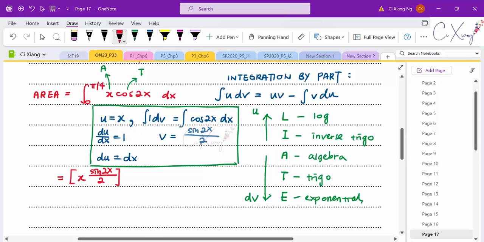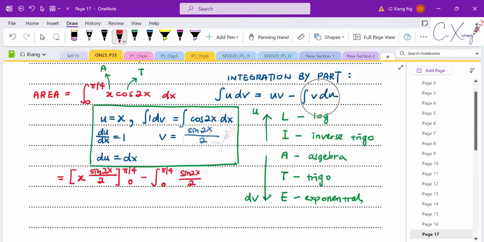After you put in the uv, you have to substitute in the limit as well, which is pi over 4 and 0. Then minus v du. What is my v just now? I'm having this sine 2x over 2. Oh yeah, before I forget, also don't ignore this one. Your limit is still the same, which is 0 until pi over 4. Then your v is sine 2x over 2.